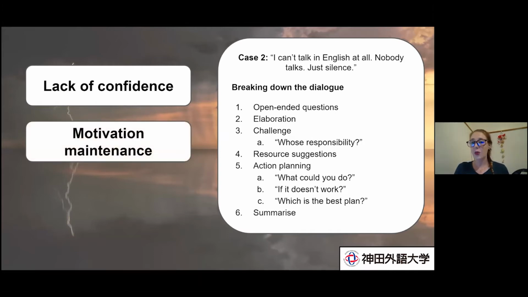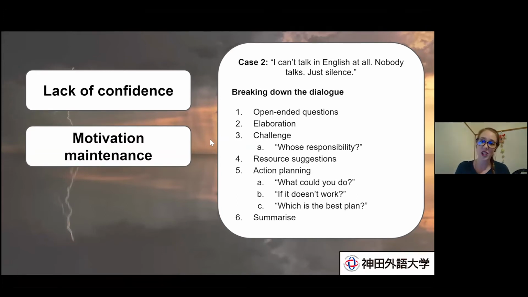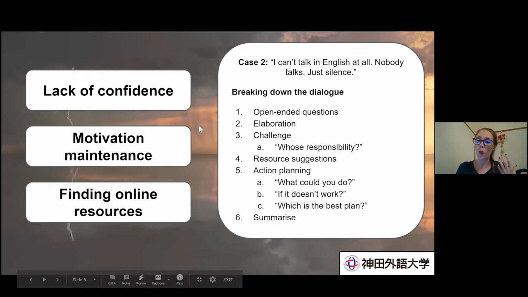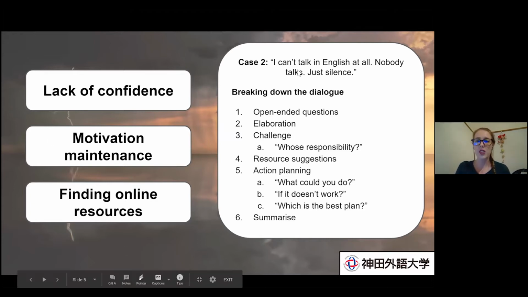And as a result, it's very difficult for them to maintain their motivation. They don't know why they're attending classes if they can't even speak in English in those classes. And if they can't speak in English in their classes, then they need to find resources outside of their classroom. But again, as I mentioned, they might not know where to find those resources, and they might not know how trustworthy those resources are. So those are some of the issues associated with this particular case.